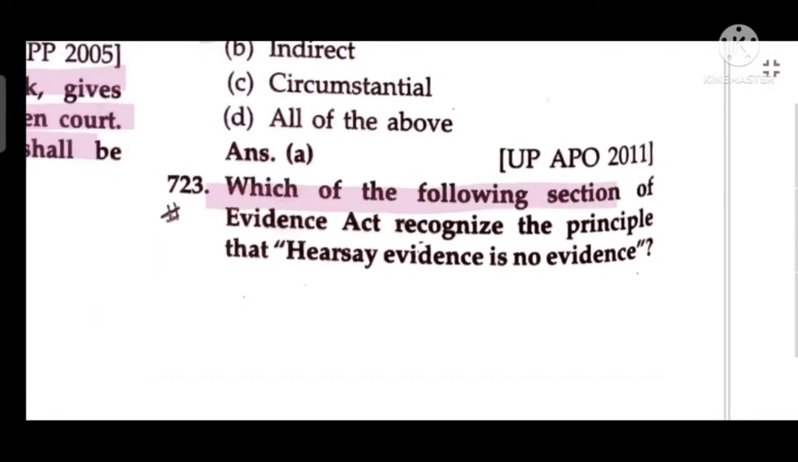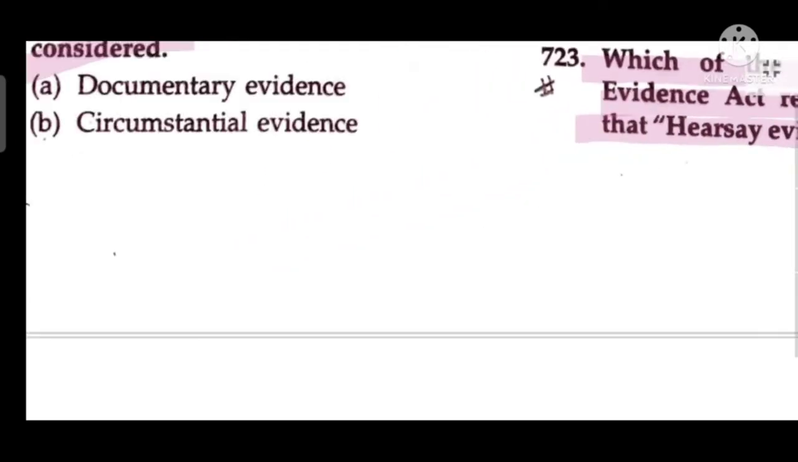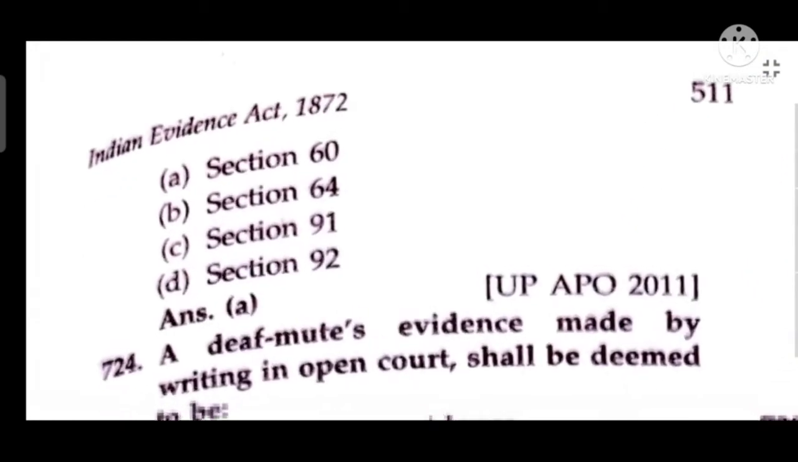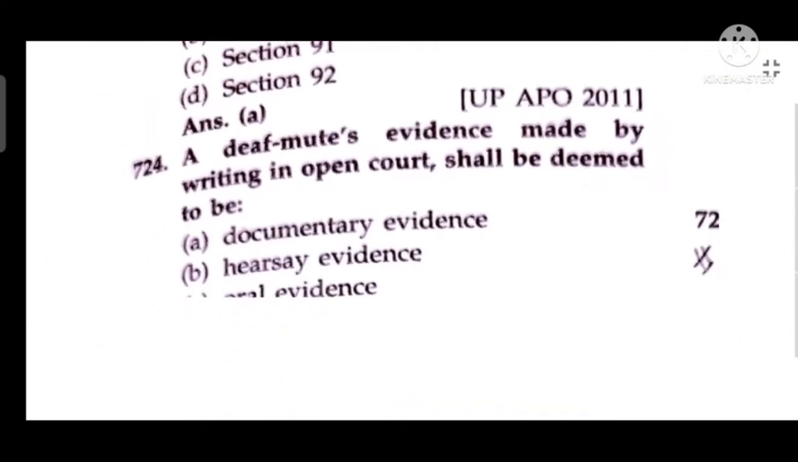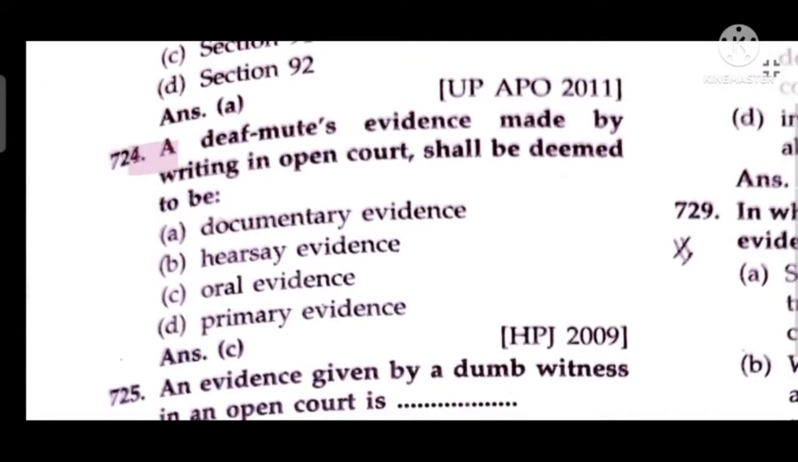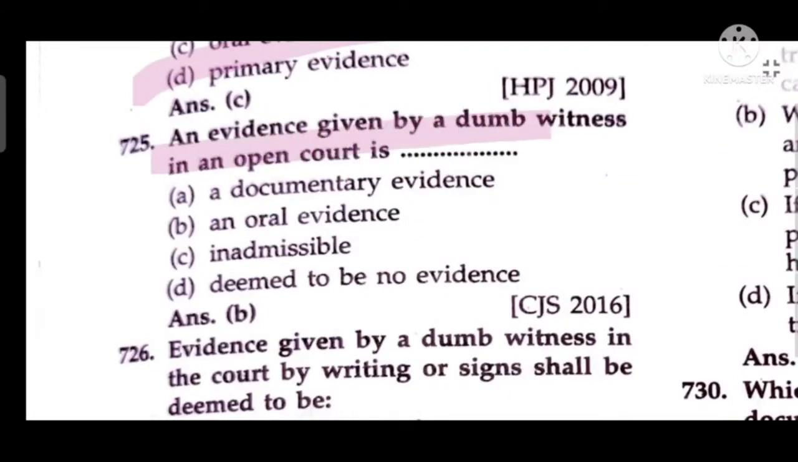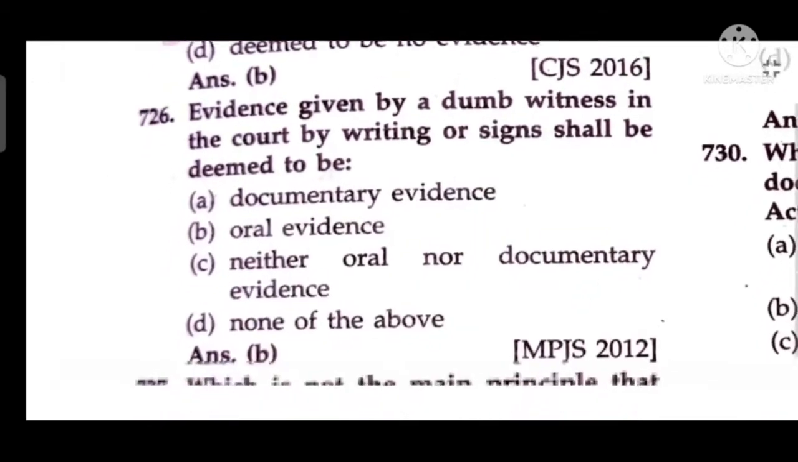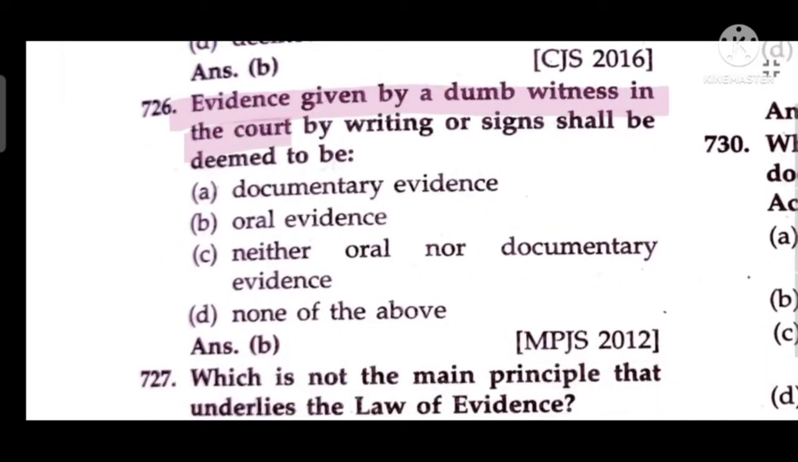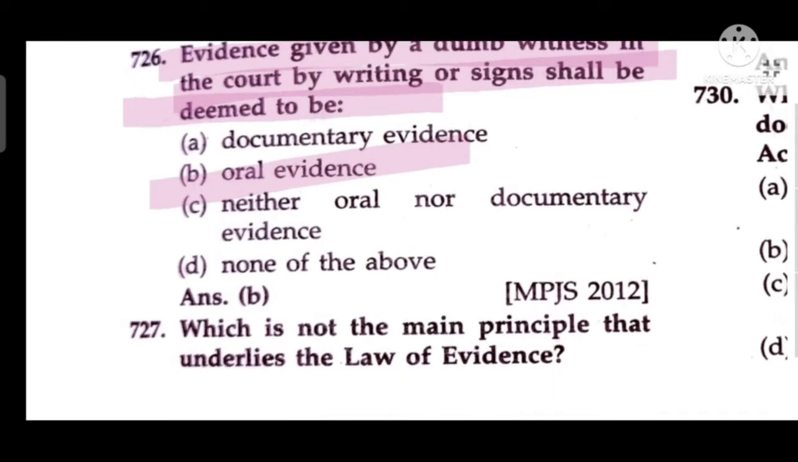Which one of the following sections of the Indian Evidence Act recognizes the principle that hearsay evidence is no evidence? Section 60. A deaf mute's evidence made by writing in open court shall be deemed to be oral evidence. An evidence given by a dumb witness in open court is oral evidence. Evidence given by a dumb witness in the court by writing or sign shall be deemed to be oral evidence.